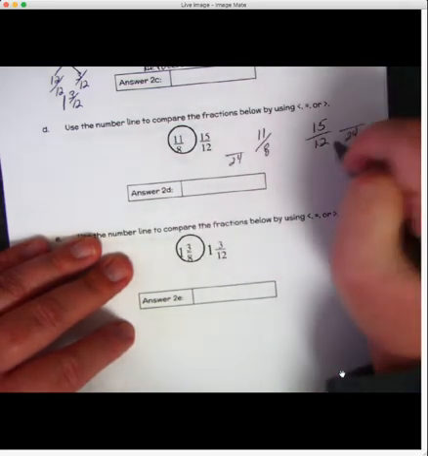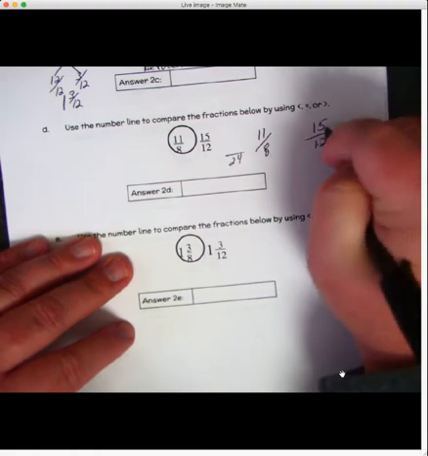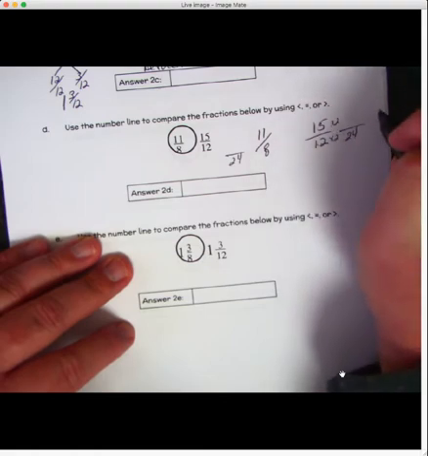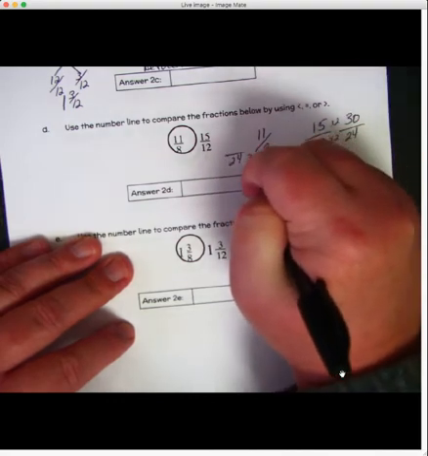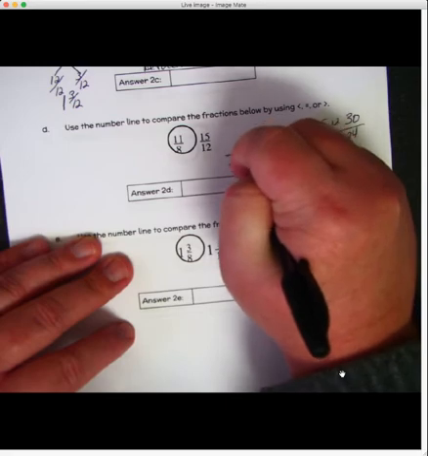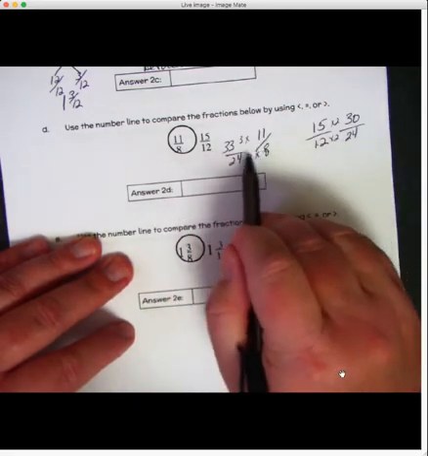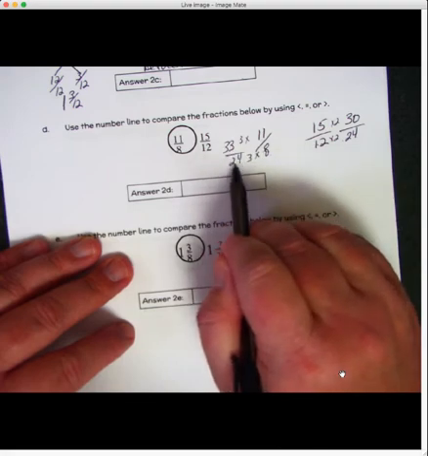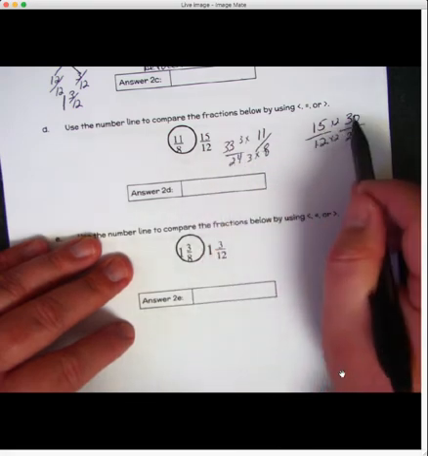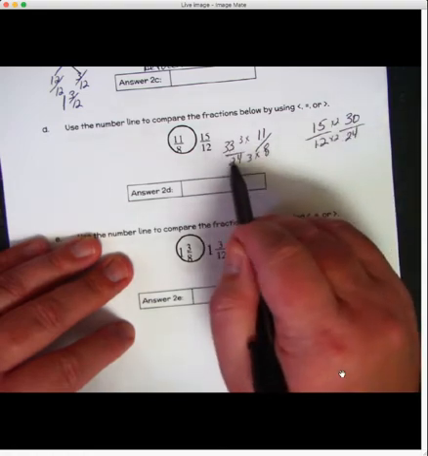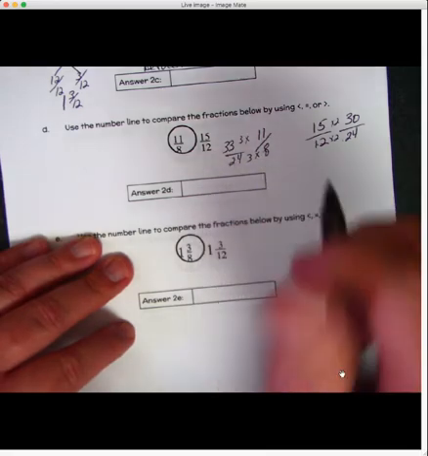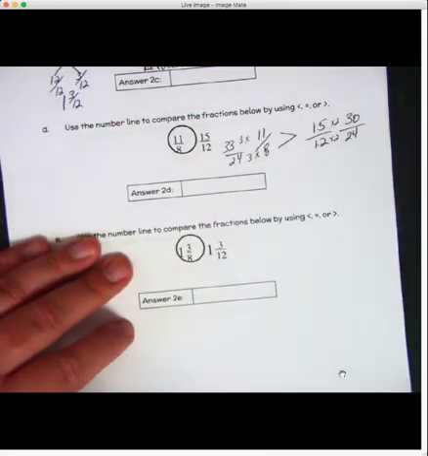So how do I do that? I've got to do 12 times 2 is 24. So 15 times 2, well, that's 30. 3 times 8 is 24. 11 times 3 is 33. So 11/8 is the same as 33 24ths. 15/12 is the same as 30 24ths. So is 30 24ths or 33 24ths bigger? 33 24ths. So 11/8 is greater than 15/12.